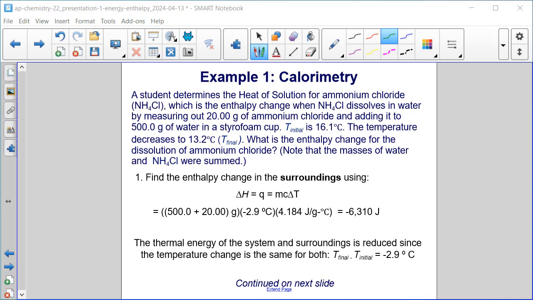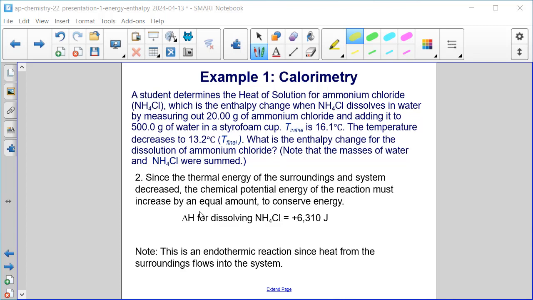All right, so the first thing we're going to do is find the enthalpy change in the surroundings. I've bolded it there. I'm also going to highlight it. Remember that the thermometer is measuring the surroundings. So that decrease in temperature is a decrease in temperature of the surroundings. So the change in enthalpy, or Q, is equal to the mass, which we talked about on the previous slide, that total mass, times c, 4.184 joules per gram degree Celsius, times ΔT, which was a decrease in temperature of 2.9 degrees. And then we get a ΔH of minus 6,310 joules.